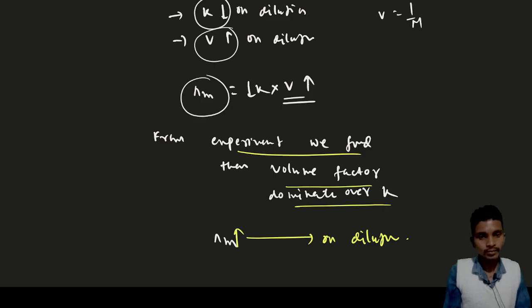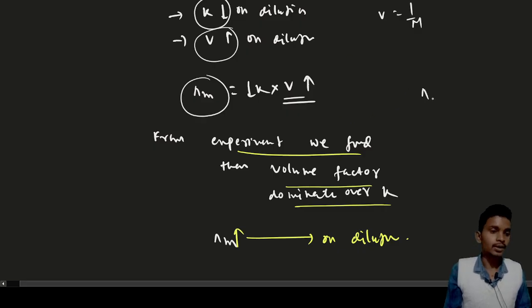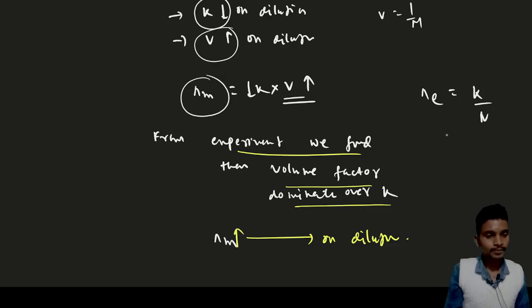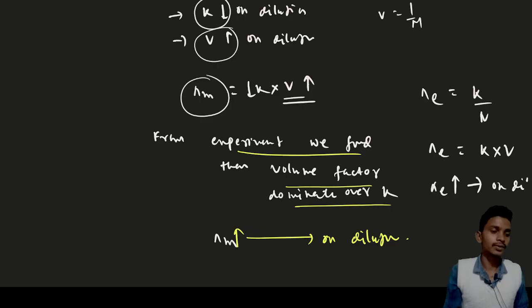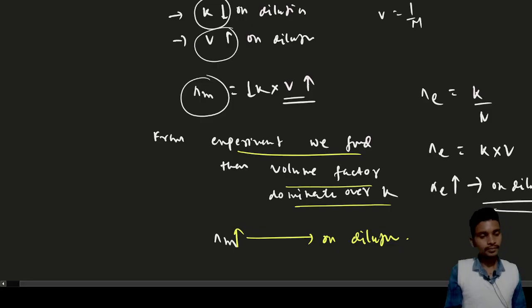Similarly for equivalent conductance, this is also kappa upon n. This n is the same, we already discussed, that is equal to k upon V. We already discussed these things in the previous class. So here also the volume dominates over kappa, so lambda equivalent also increases on dilution. Okay.